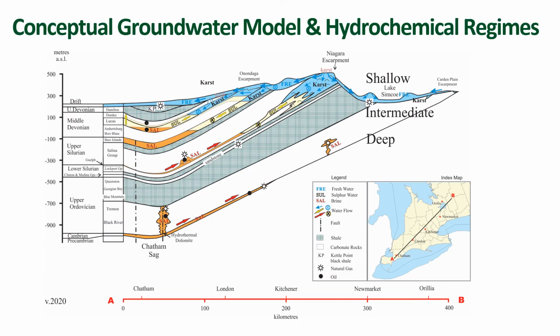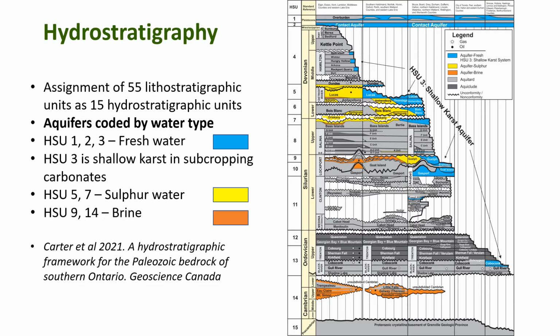This is a visual representation of the previous slide displayed on a scaled geological cross-section of southern Ontario. Shown in blue are the shallow freshwater and yellow the intermediate depth sulfur water regime, and in orange the deep basinal brines. Water movement is down dip along paleokarst horizons in the shallow to intermediate regime and up dip along the same horizons in the deep brines.